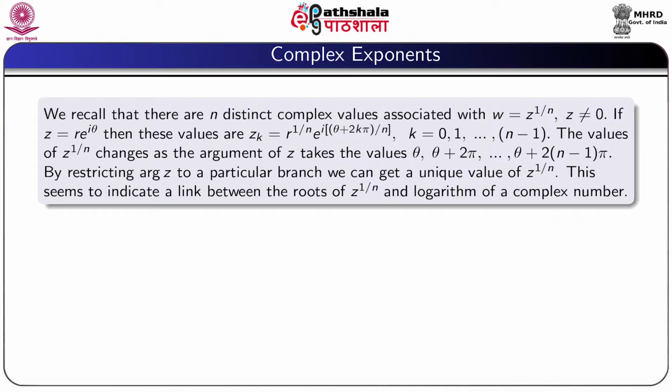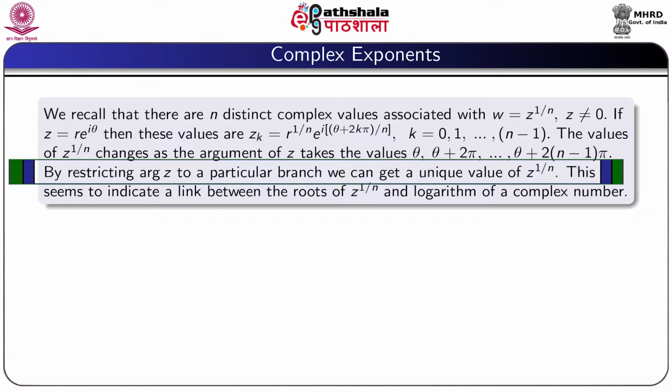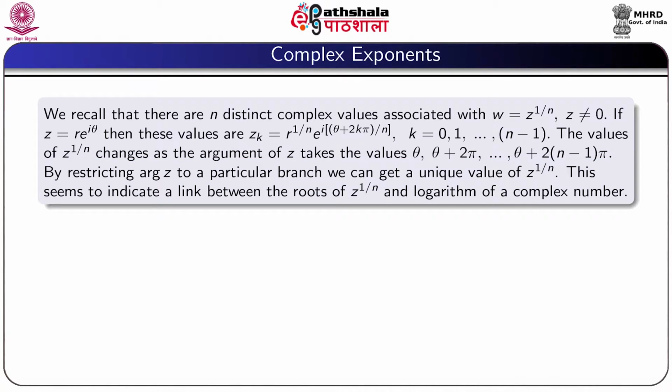The values of z^(1/n) change as the argument of z takes the values θ, θ+2π up to θ+2(n-1)π. By restricting arg z to a particular branch, we can get a unique value of z^(1/n). This seems to indicate a link between the roots of z^(1/n) and the logarithm of a complex number.